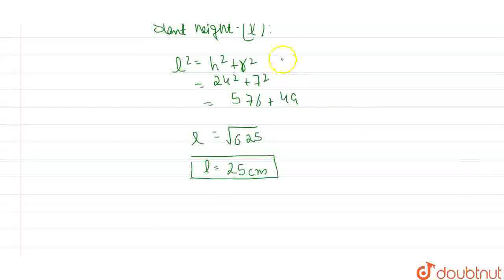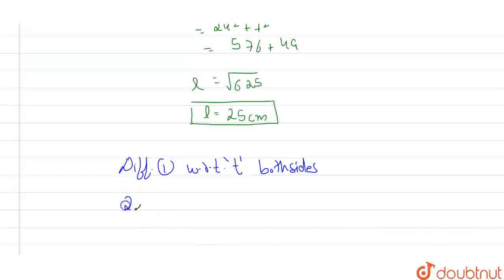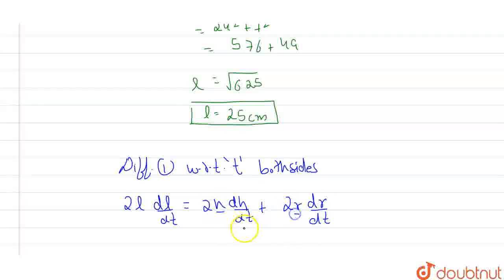If we differentiate this equation, which one? Right, this one. So differentiating the first equation with respect to t on both sides, what will we get? We will get 2l dl by dt equals 2h dh by dt plus 2r dr by dt. Do we know the values of h, r, dh by dt and dr by dt?